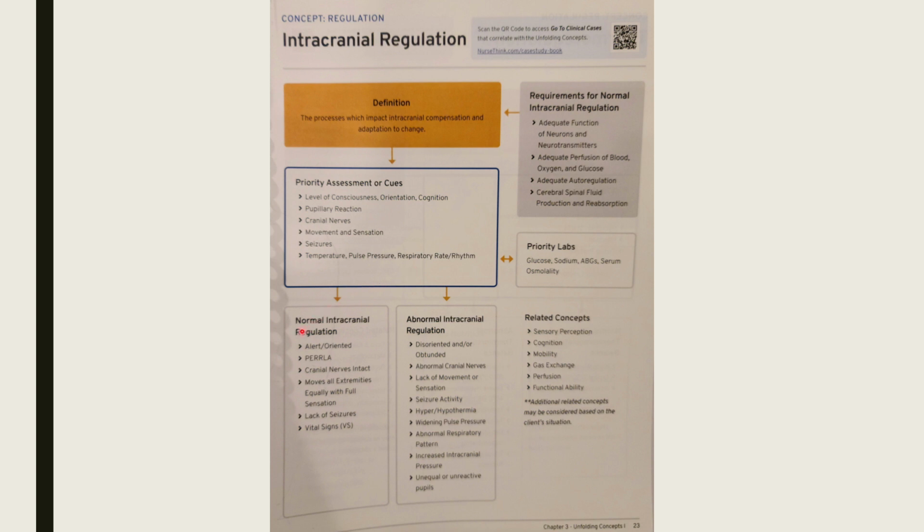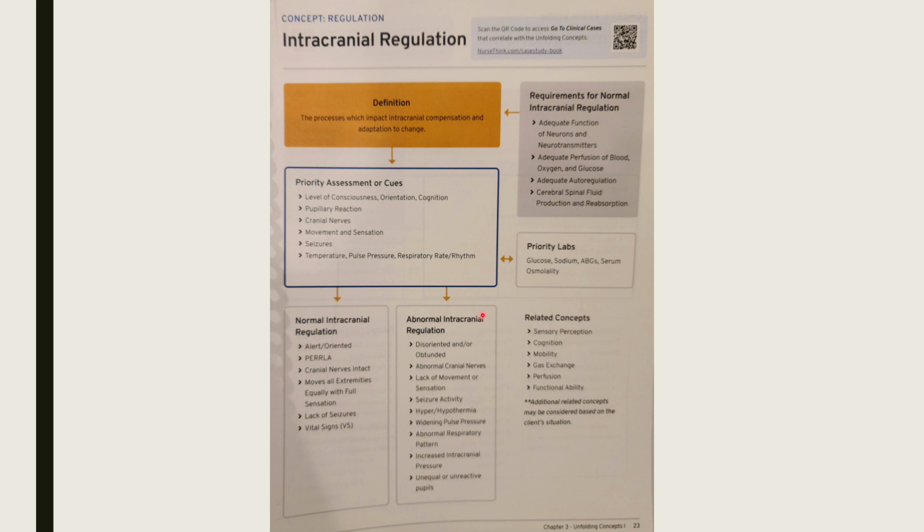Okay, so to have normal intracranial regulation, you're going to be normally alert and oriented times 4. Pupils will equally react and constrict to light and accommodation. All cranial nerves should be intact. Movements of the extremities are all equal with full sensation, full muscle strength. No seizures, and normal vital signs.